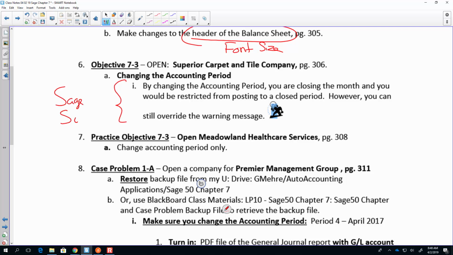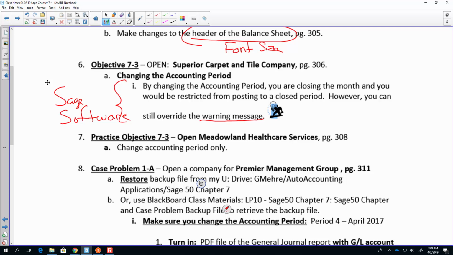Sage software, and I shouldn't say just Sage, but Sage specifically, they require that you close an accounting period. And you can close by month, right? And what this does is it gives the ability to restrict entry into a closed period. So if you're not the person actually entering in the transactions, you have somebody else doing it for you, you may want to close a period so that they can't make an entry in a closed month. And we talked about the importance of not making an entry in a closed month.